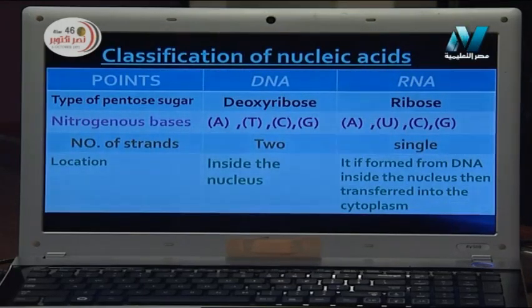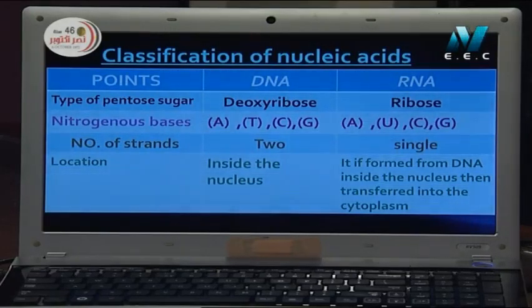Here we make a comparison between DNA and RNA. What is the difference between DNA and RNA? DNA and RNA are types of nucleic acid. We have 2 types of nucleic acid.